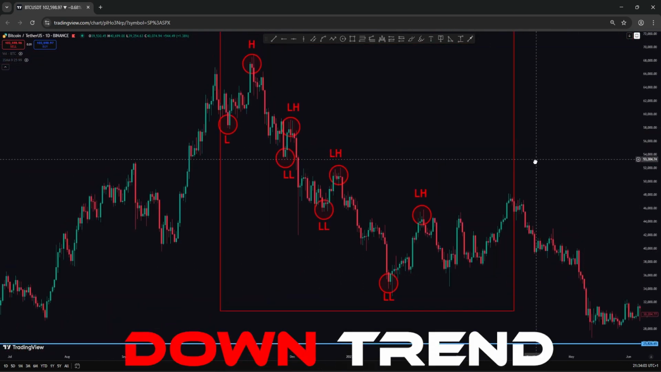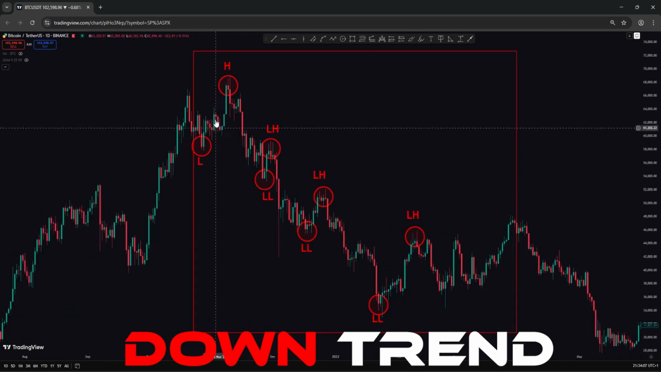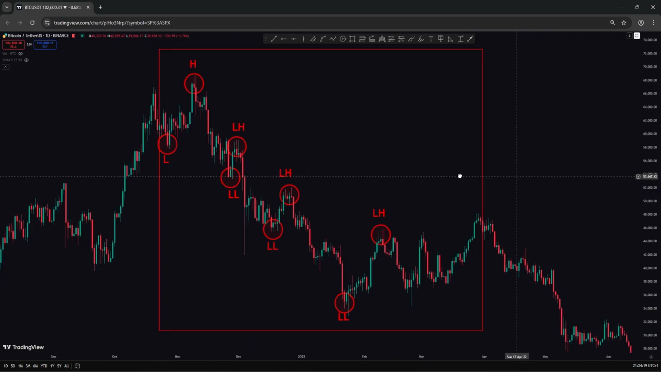Second trend, bearish trend, downtrend. In a bearish trend, it's the opposite. We expect to see lower highs, LH, and lower lows, LL. Like this. This is a low, then a lower high, then a lower low, lower high, lower low. And it keeps going. This is a bearish trend.